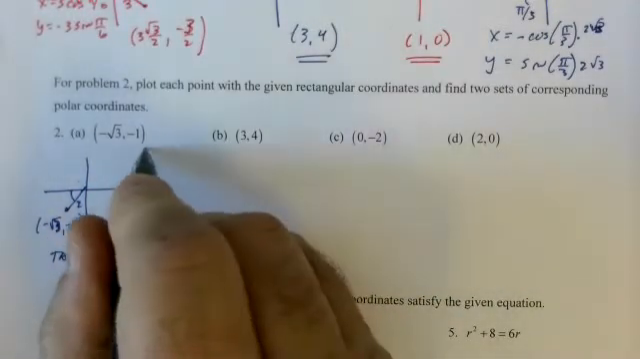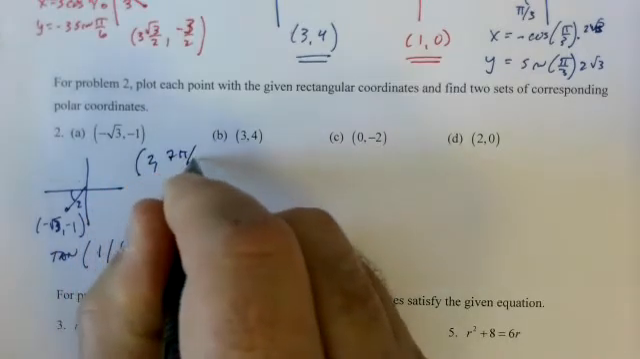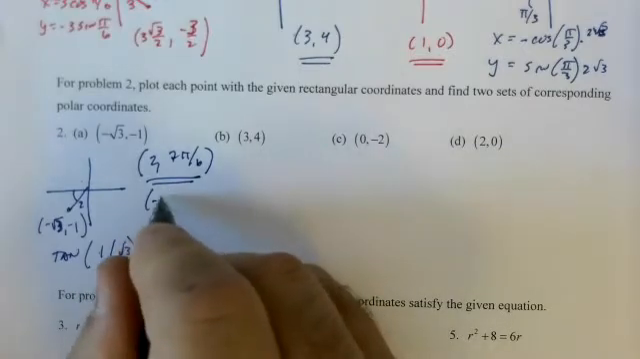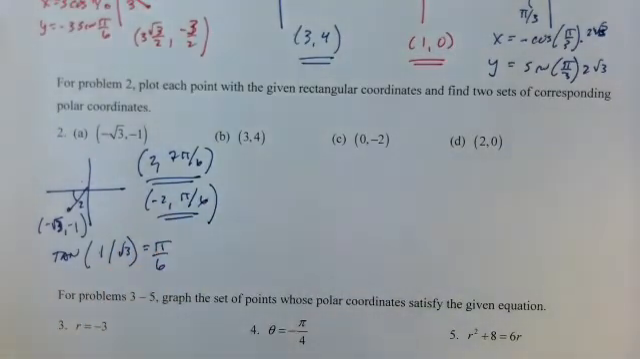So let's go with the simplest answer. Let's say that it could be 2, 7 pi over 6, or -2 if we were at pi over 6. Both those answers are good.